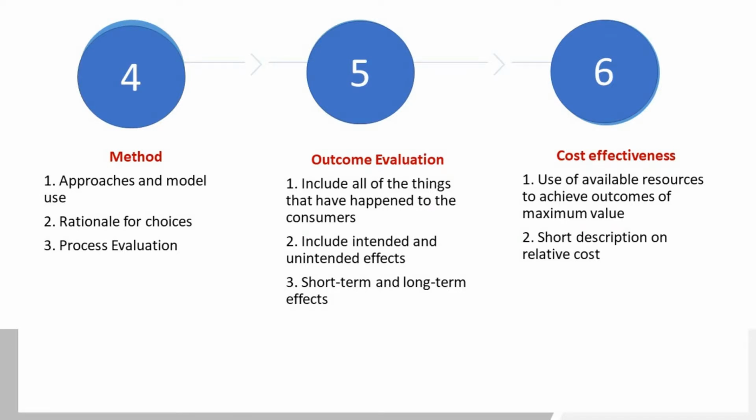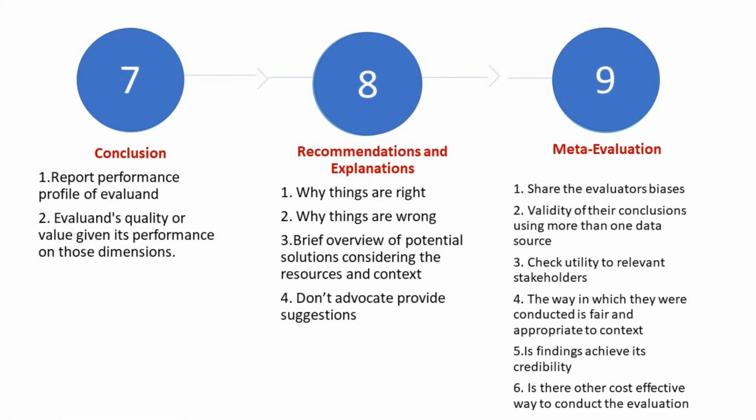The sixth point is cost effectiveness, and here we basically discuss the resources used by the evaluation to achieve its maximum value, and also can provide relative cost information. The seventh point is providing an overall conclusion considering the performance of the evaluand. The value judgment is important here.